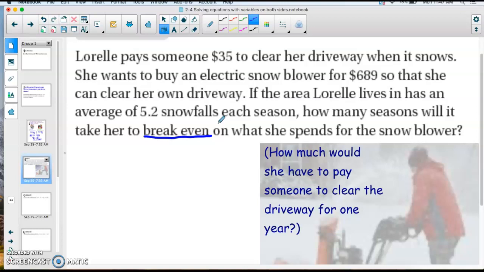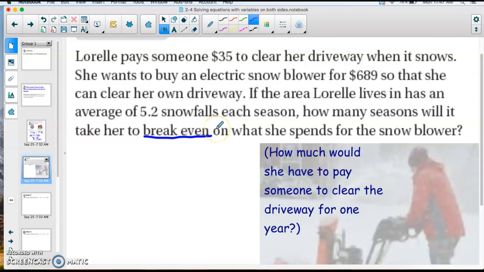And if the area that she lives in has an average of 5.2 snowfalls each season, how many seasons is it going to take in order for her to break even on the snowblower? So basically, at what point will she have spent the same amount on the snowblower or on somebody doing her driveway for her, and she's paying $689 either way. Okay, so that's what we want to find out.